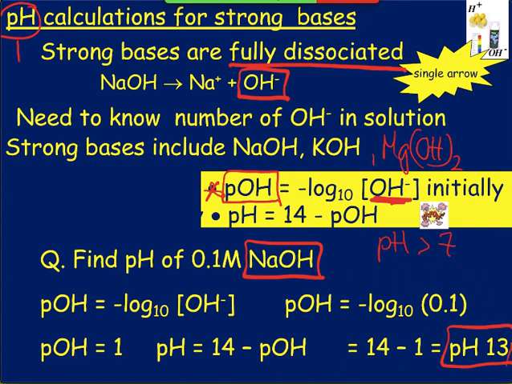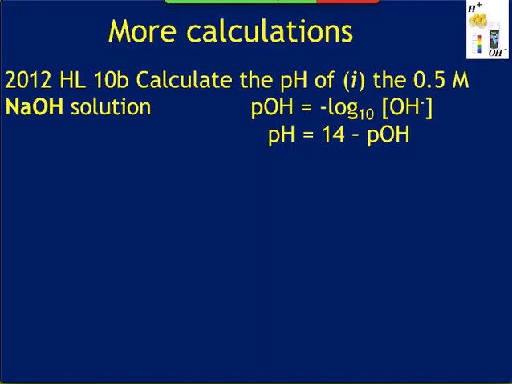Okay, so the 2012 10B, I'll give you that question. It's very similar, it's not difficult at all. So I'm going to click forward if nobody objects. So that is the 2012. This is the 2012 10B. So calculate the pH of 0.5 molar NaOH. You should be fast and furious in how you do it, because it is easy.